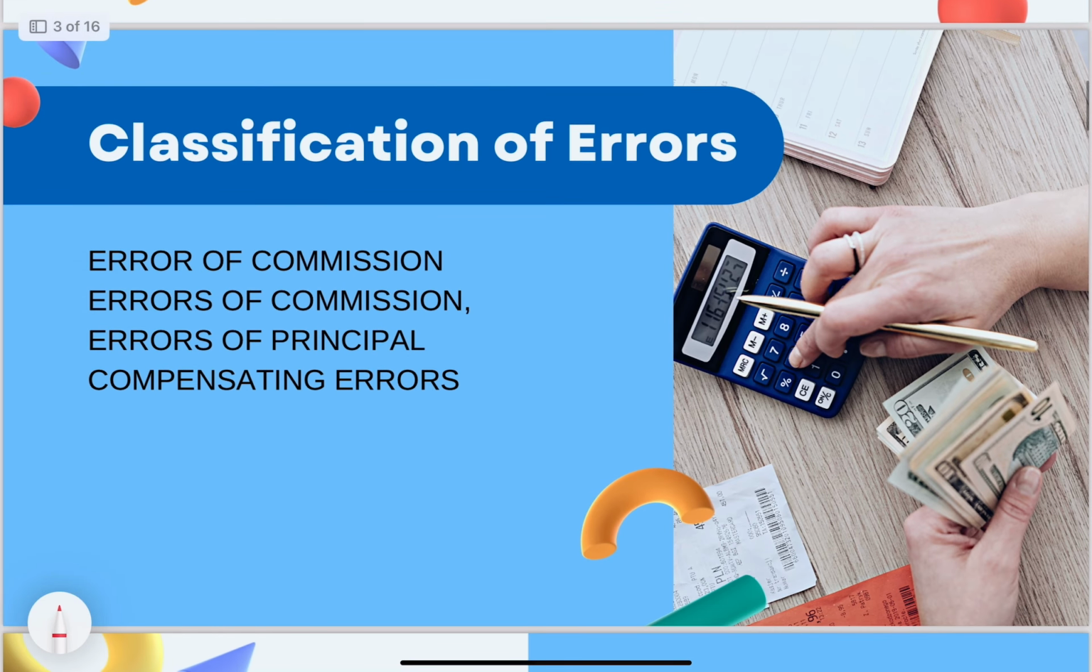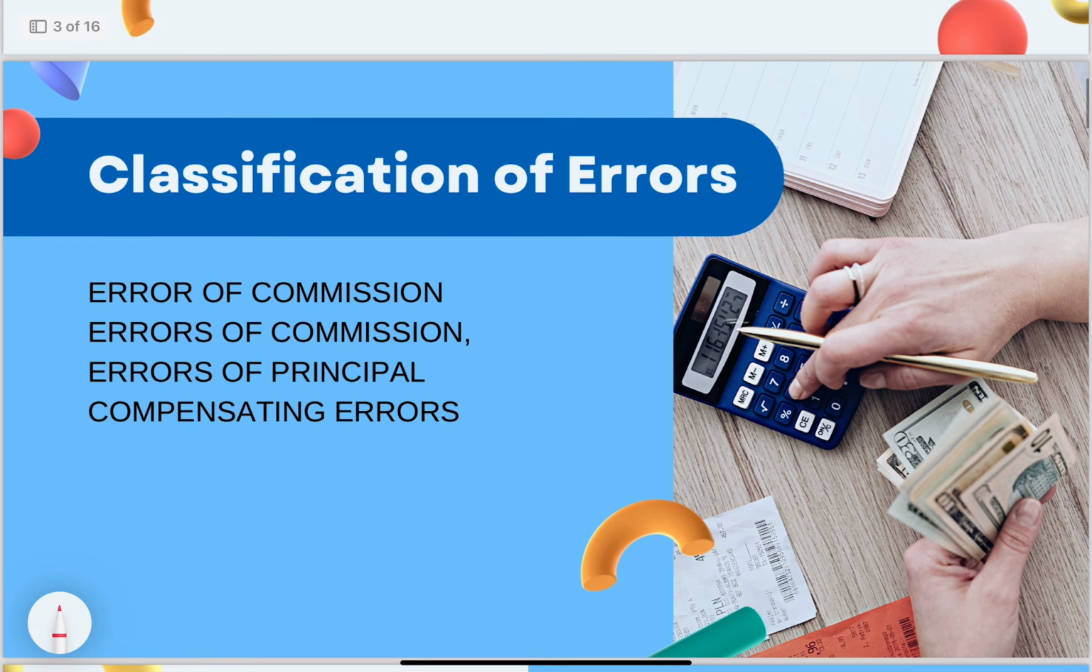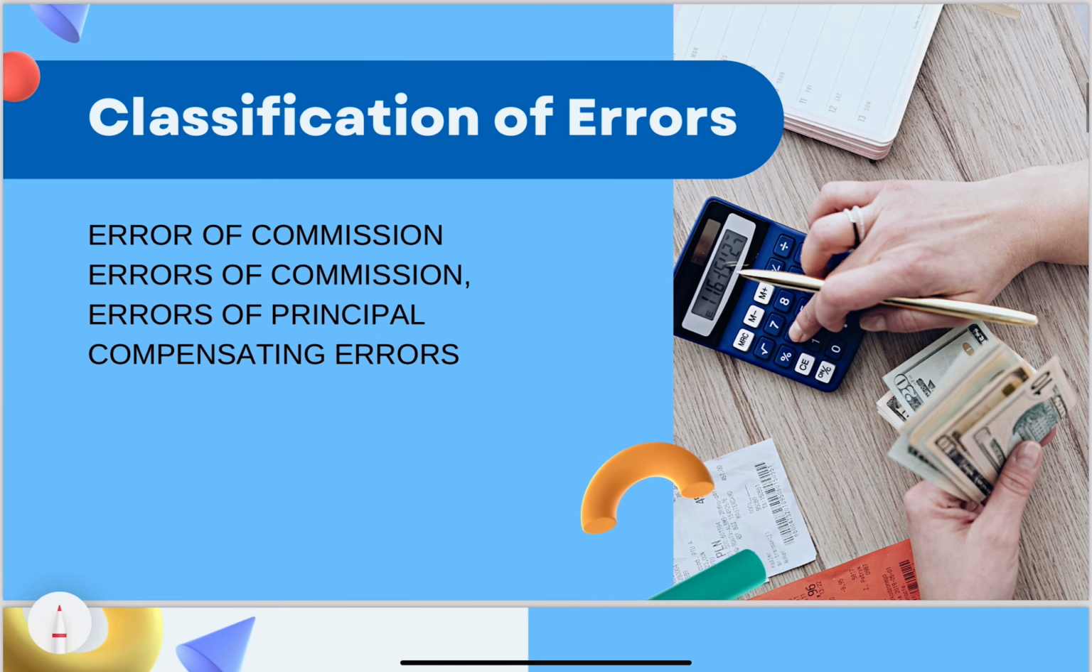So what is the classification of errors? Whenever you make a trial balance, it is bound to have errors. So we try to classify the types of errors that might occur. Here we have error of commission, then you have error of omission, then you have errors of principle, then you have compensating errors.